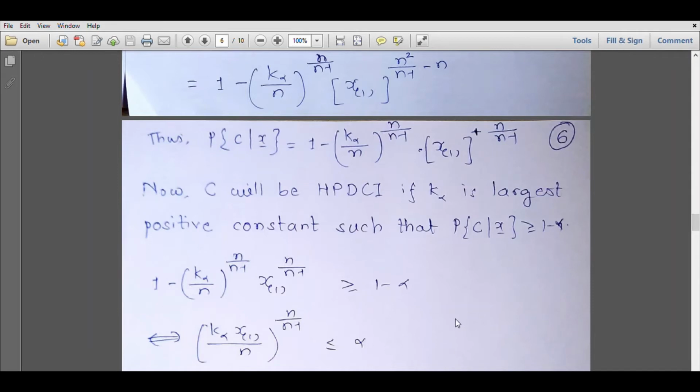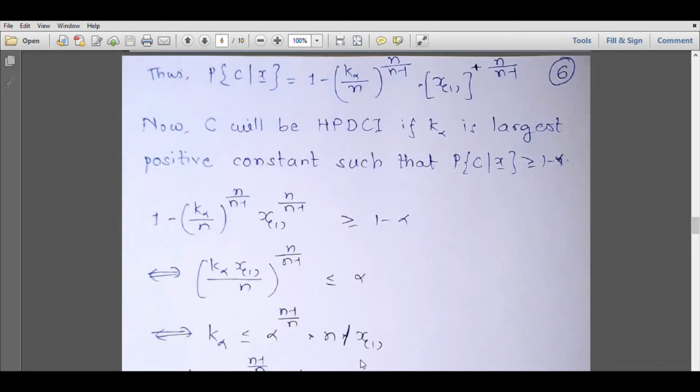Now we want a condition on k alpha, so let us try to simplify this further. You can take n on that side. First take the power n minus 1 by n on both sides. So you will get alpha raised to n minus 1 by n.